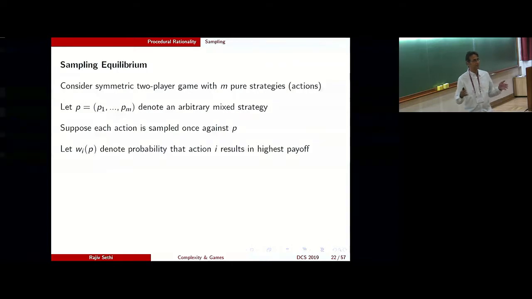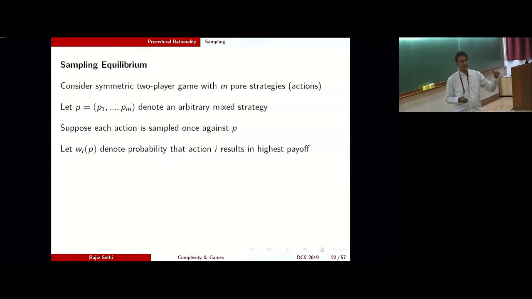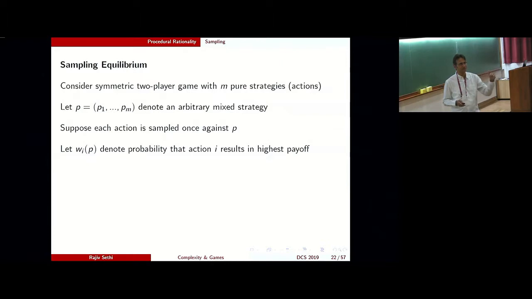When I collect the payoffs, I'm going to collect M different payoffs. When I sample action 1, I'll get a payoff, action 2, I'll get a payoff. I'll get M numbers, which are the payoffs from my samples of these M actions. And the idea is that I'll look at the one that did the best, and I'll pick that one. And Wi of P denotes the probability with which action i ends up being the best. So given that my opponent is using mixed strategy P, Wi tells you the likelihood that action i is going to win this sampling competition. Is going to end up giving me the highest payoff.